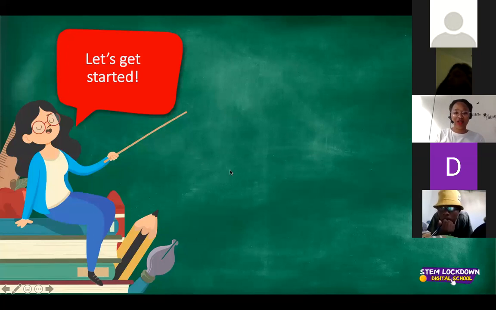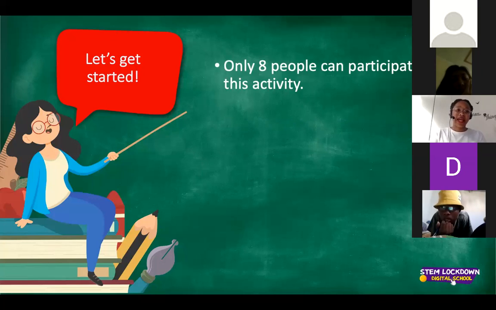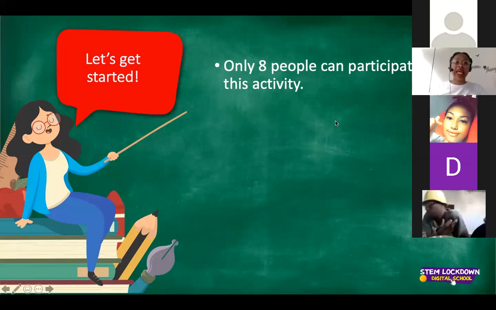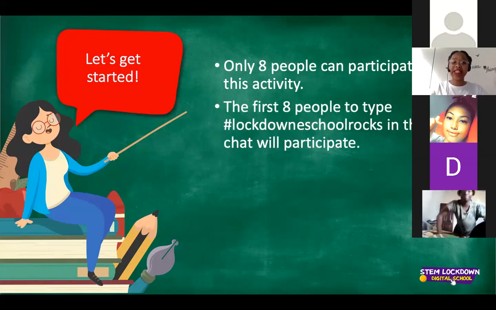We are getting into our lesson. So we're going to do an activity, and this is going to require you to type as quickly as you can. Please note that only 8 people can participate in this activity. Wait, don't type. You only start typing when I say type. So the first 8 people to type lockdown eSchool rocks in the chat will be chosen to participate. 5, 4, 3, 2, 1, go.